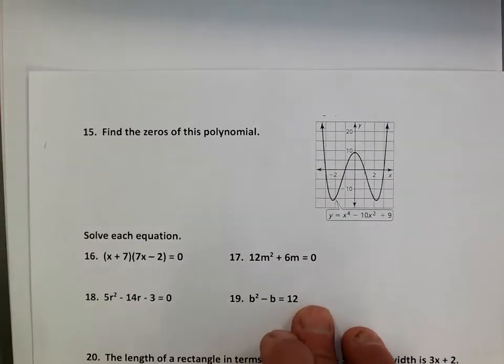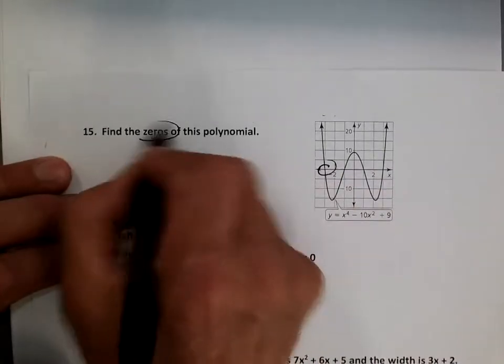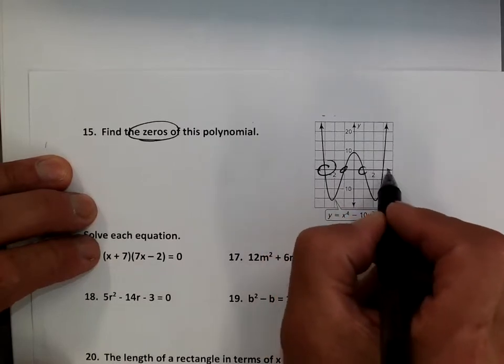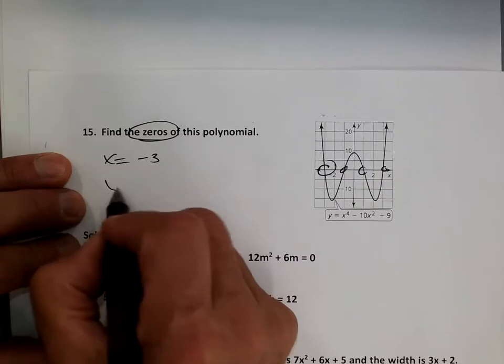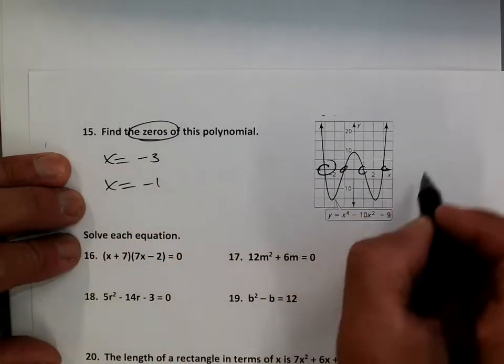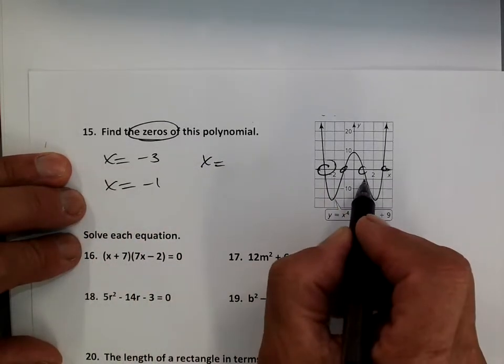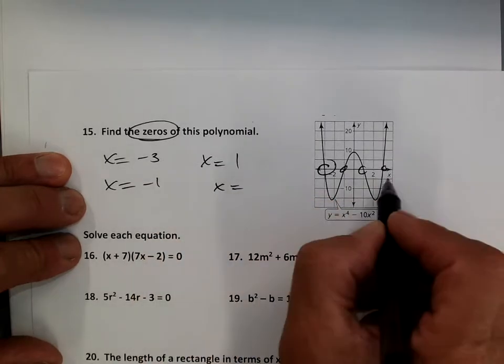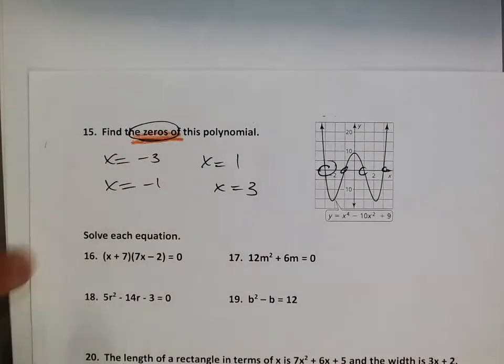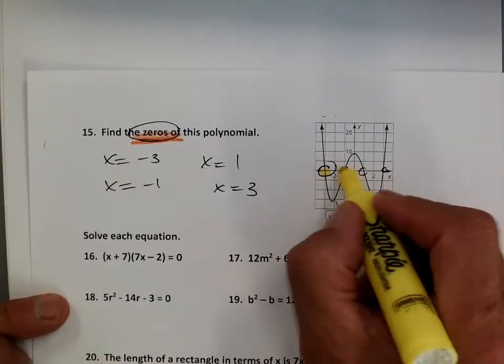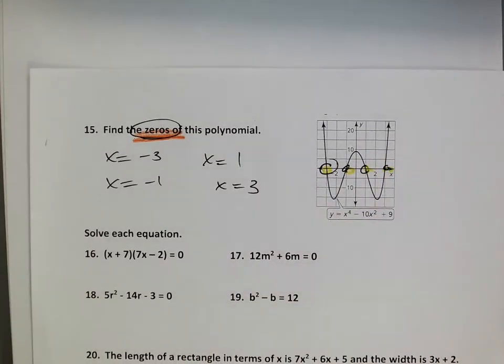Okay, find the zeros. Well, the zeros are easy. The zeros are these numbers, these values. So the zeros are x equals negative 3, x equals negative 1, x equals positive 1, and x equals positive 3. Those are the zeros. You get the zeros because it's where the height is 0. So the zeros are where your x intercepts are. That's it. It's just where it crosses the x-axis.